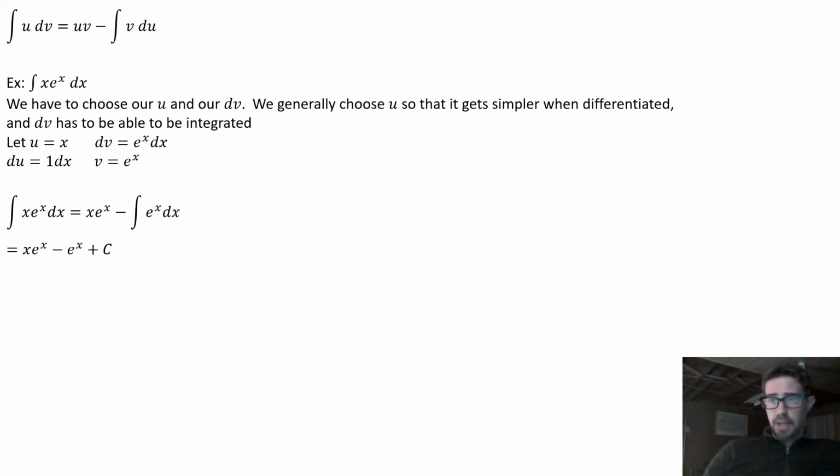So the integral of e to the x is just e to the x, and what you get is x e to the x minus e to the x plus c. There's no reason to put a plus c in the original formula. Just stick it in at the very end.